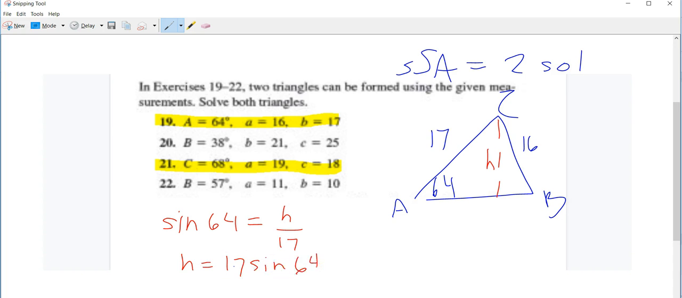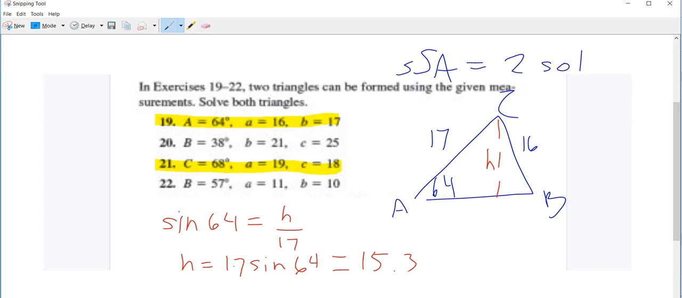And what is that? Using our handy-dandy calculator, 17 sine 64. Whoa, can't type. 17 sine 64. 15.3. Is that good news or bad news? That's good news, right? That means that we definitely have an existing triangle.